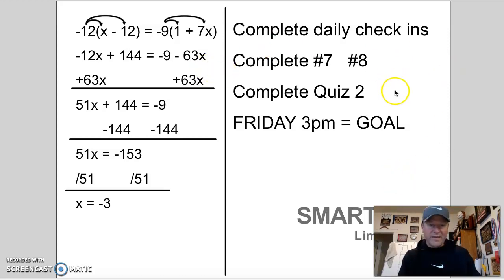Completing assignments 7 and 8. Those are 4-question assignments. I just assigned a quiz this morning. Quiz 2, 5 questions. Your goal, try to get these all done by 3 o'clock on Friday. If you don't reach that goal, that's okay. If you need an extra day or two over the weekend or even next week, just make sure you're emailing me if you're sending in anything late.